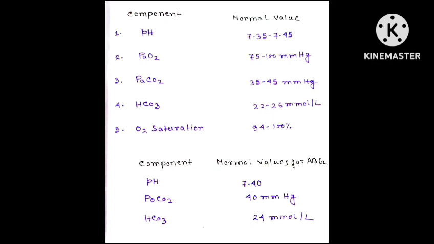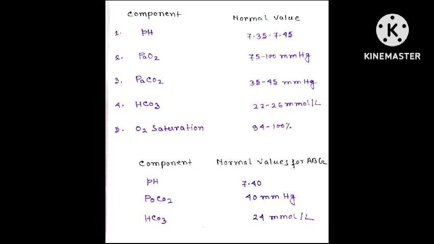Next, partial pressure of carbon dioxide in arterial blood. The normal value is 35 to 45 millimeter mercury. Fourth one is bicarbonate. Normal value is 22 to 26 millimole per liter. And last but not the least, oxygen saturation. Normal value is 94 to 100%. It is needed to confirm whether the blood is collected from an artery or vein or is mixed blood.